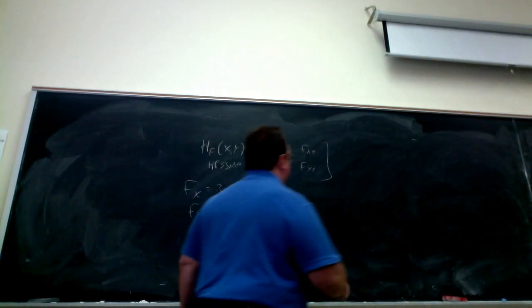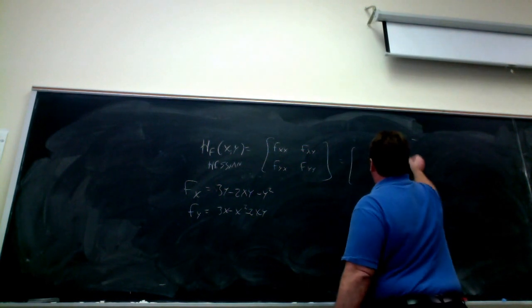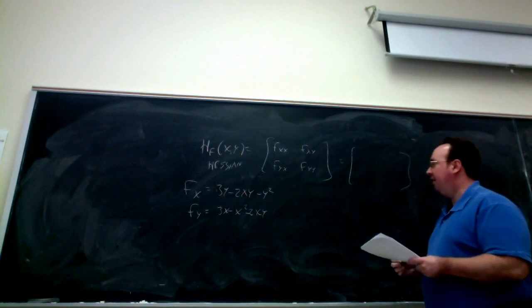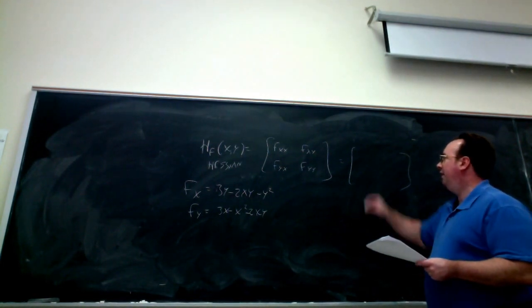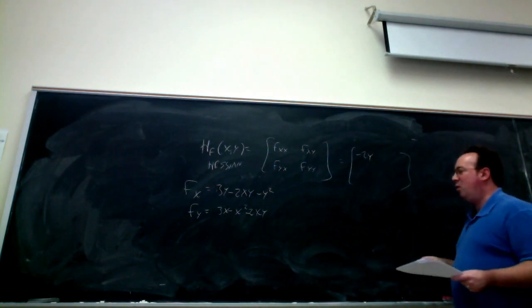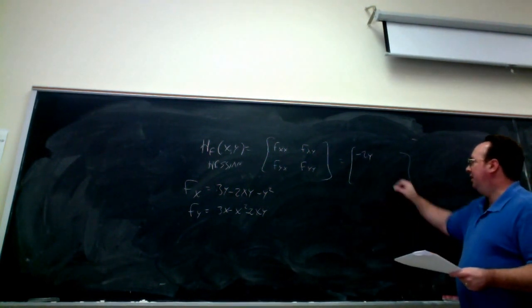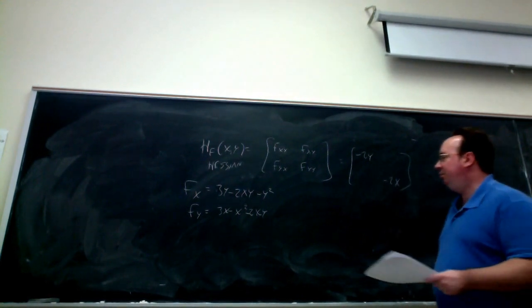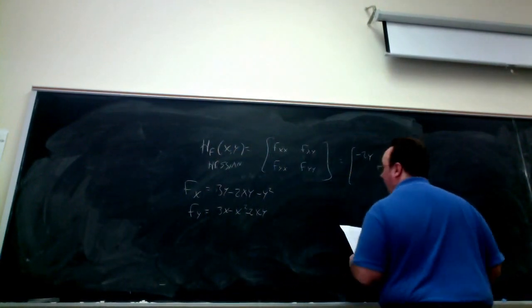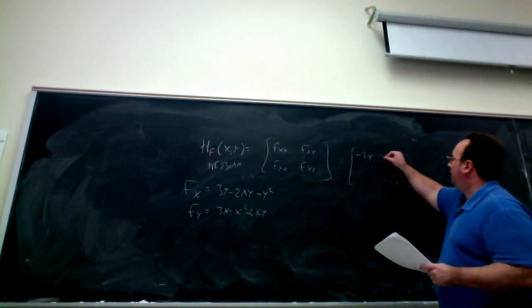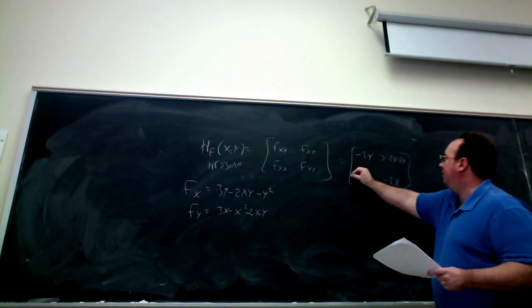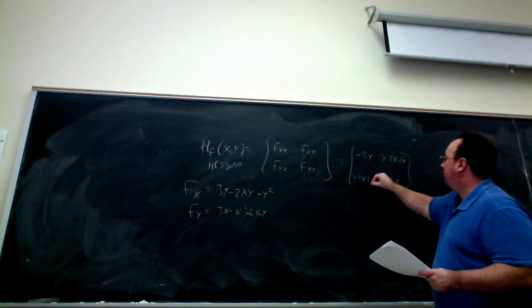Okay, so we go ahead and compute the second partial derivatives. So what is f_xx? Negative 2y. And similarly, f_yy would be negative 2x. Now we differentiate this with respect to y. What are we going to get? 3 minus 2x minus 2y. And then this will actually be the same: 3 minus 2x minus 2y.